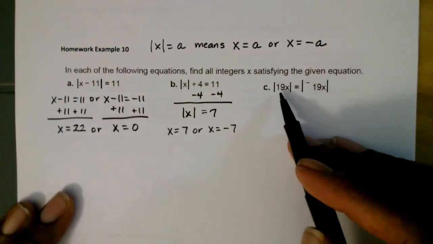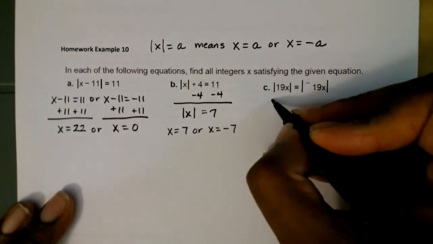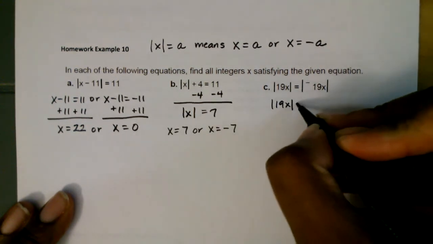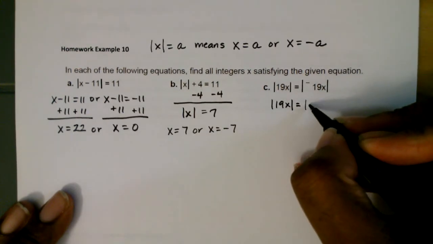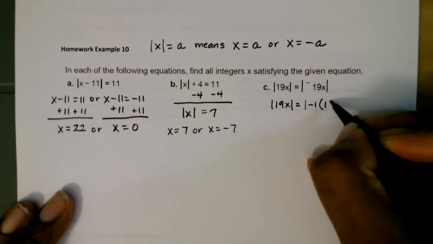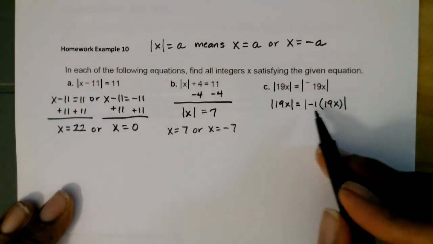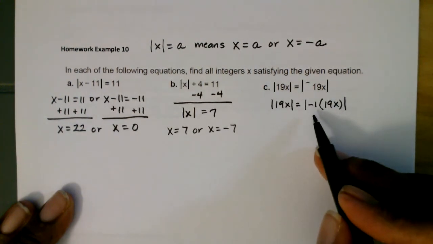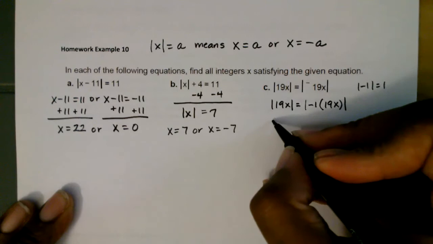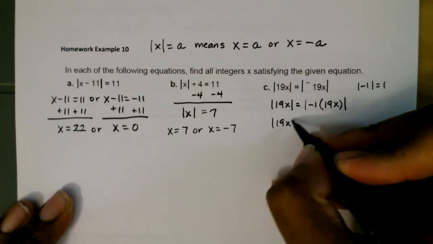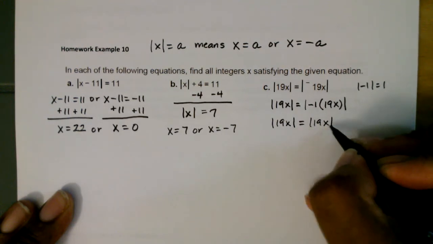All right, now we got the absolute value of 19x is equal to the absolute value of negative 19x. I'm going to simplify the right side because notice I got a negative sign in front of the 19x. That means negative 1 times 19x inside the absolute value. I can take the absolute value of negative 1, which is 1. So that means I have the absolute value of 19x equaling the absolute value of 19x.